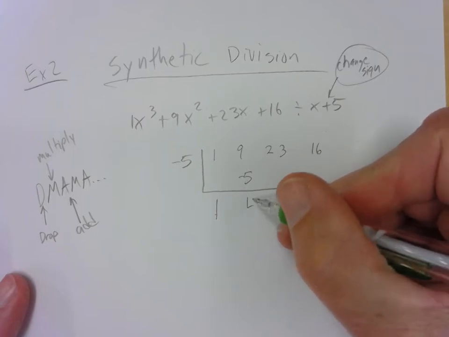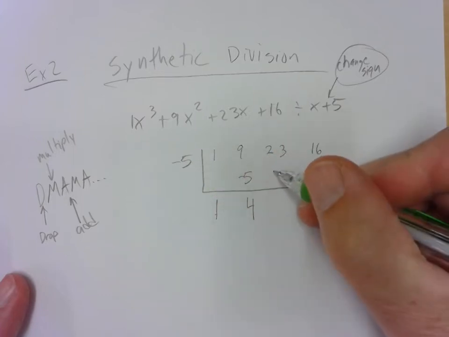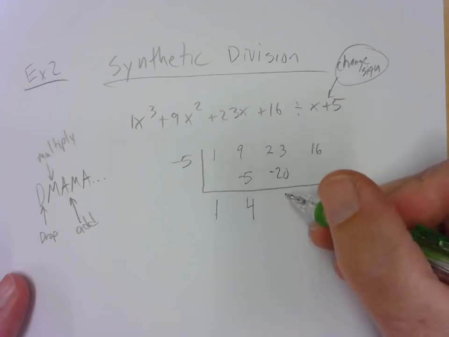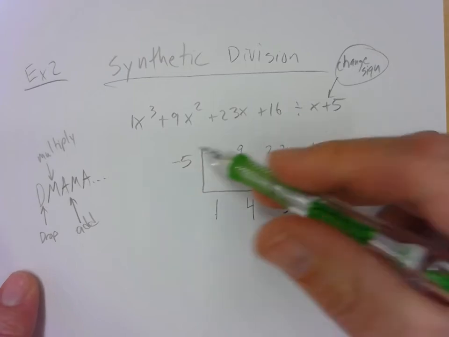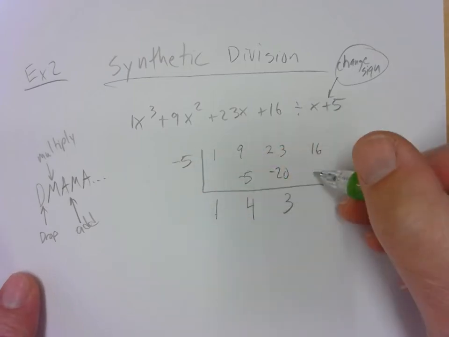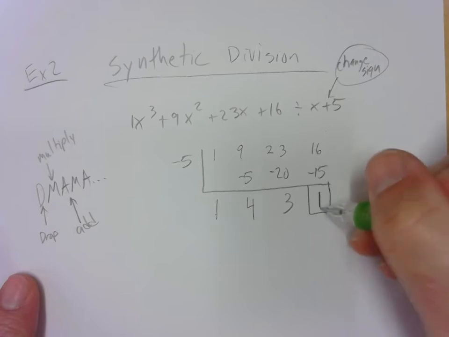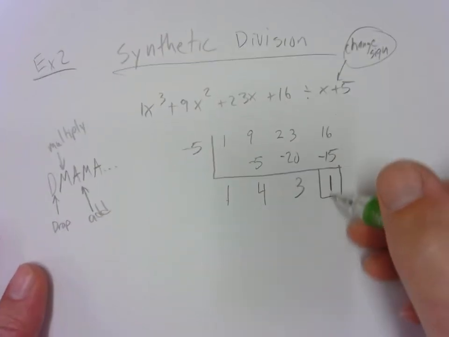4. Multiply. Negative 20. Add these two together. 3. Multiply these two together. Just drop, multiply, add until I'm done. DMAMA. Negative 15. I box in the last number because that's my remainder. My remainder is 1. So my last number is the remainder.